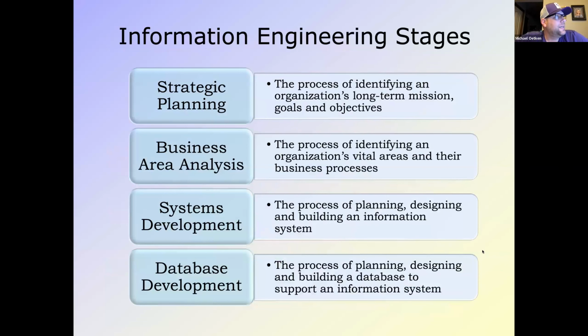So we break this information engineering down into what I would say are these 4 stages. The strategic planning stage, that's where we're looking at the mission of the organization, their goals, their objectives. Then we look at the business area analysis. That's where we're trying to identify the organization's vital areas and their different processes.